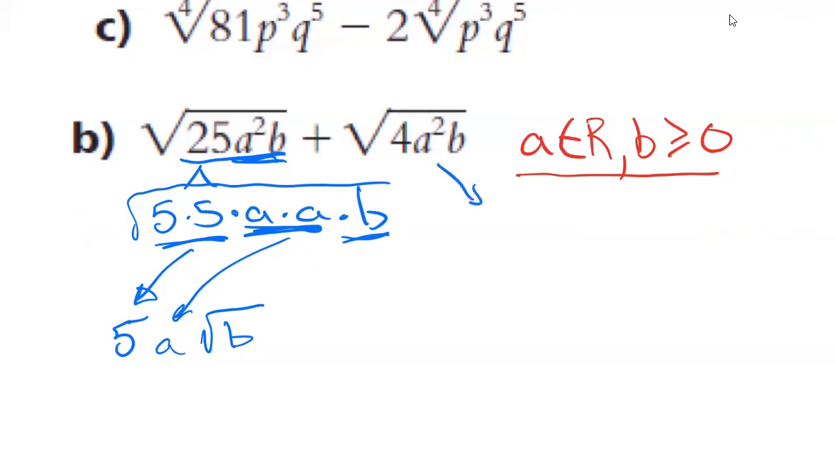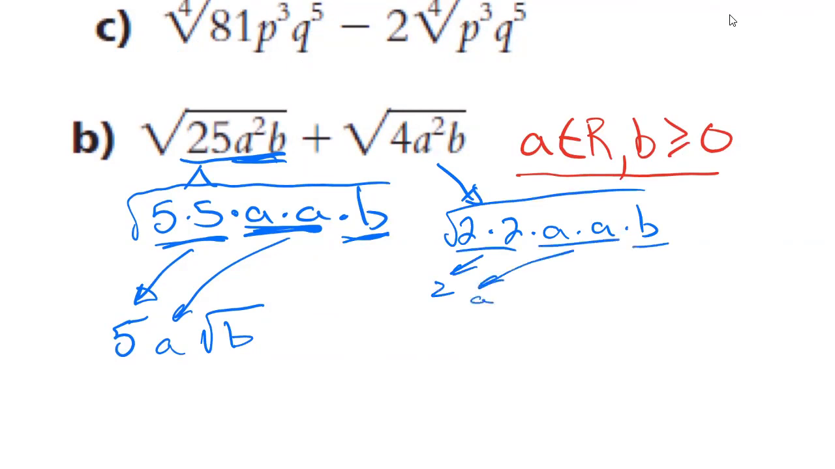Did the same process for this term. 4 is 2 times 2, and then I have a times b. That's square root. There's a group of 2. 2 kicks out. There's a group of 2. A kicks out, and I'm left with b. So with this term, it's kind of messy, sorry, I have 2 square root 2a square root b, 2a square root b.